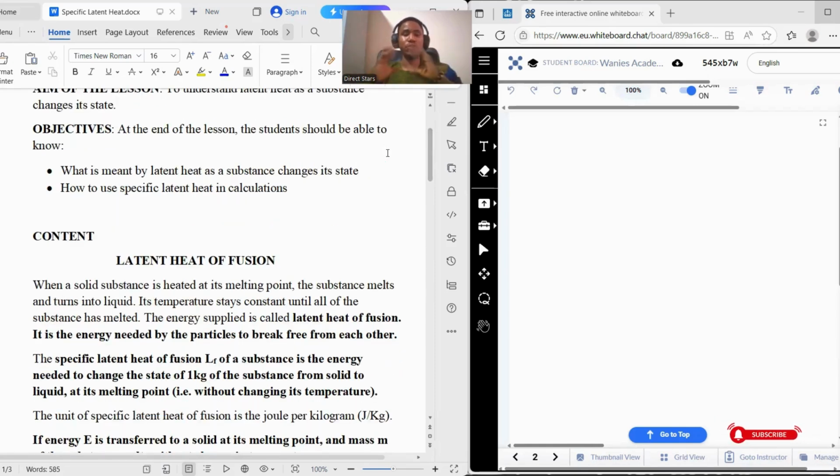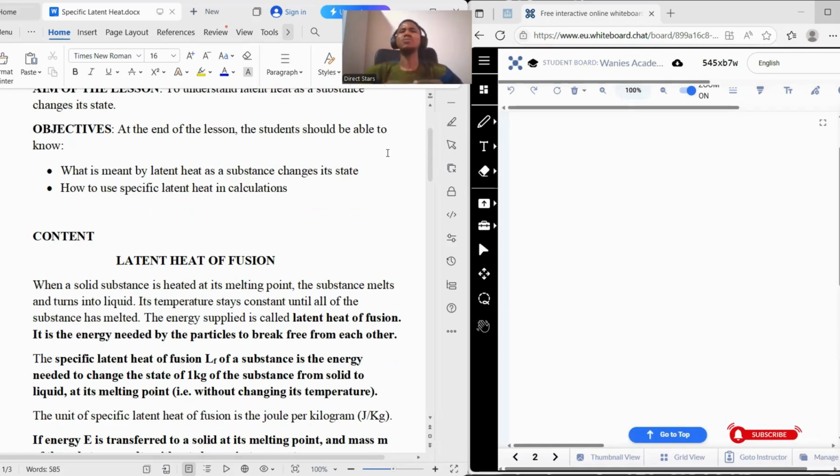From the word fusion. When a solid substance is heated at its own melting point, remember what melting point is. Melting point is the point at which solid changes to liquid, solid particles to liquid particles. So when solid turns into liquid, there is a certain energy that allows solid to turn to liquid, and that energy is what we call latent heat of fusion.